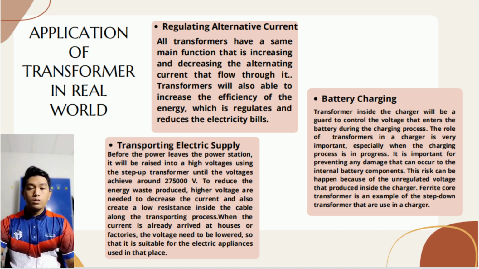When the current has arrived at the houses or factory, the voltage needs to be lowered so that it is suitable for the electric appliances used in that place.